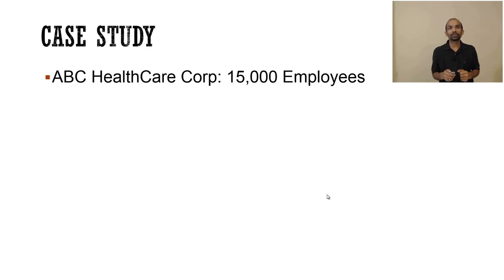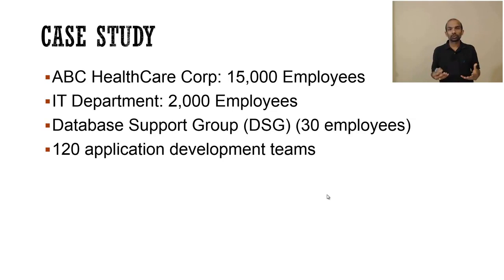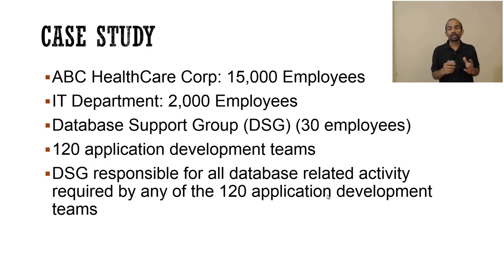Let's say there was a company called ABC Healthcare Corporation. It has about 15,000 employees. The IT department for this company has about 2,000 employees. There is a group called Database Support Group, DSG, that has about 30 employees. There are about 120 application development teams in this organization. Each of these 120 application development teams, if they require any database related activities, like creating a schema or creating a table or adding a column, they interact with this database support group to do their database work. And we are going to create this value stream for the work of the database support group.